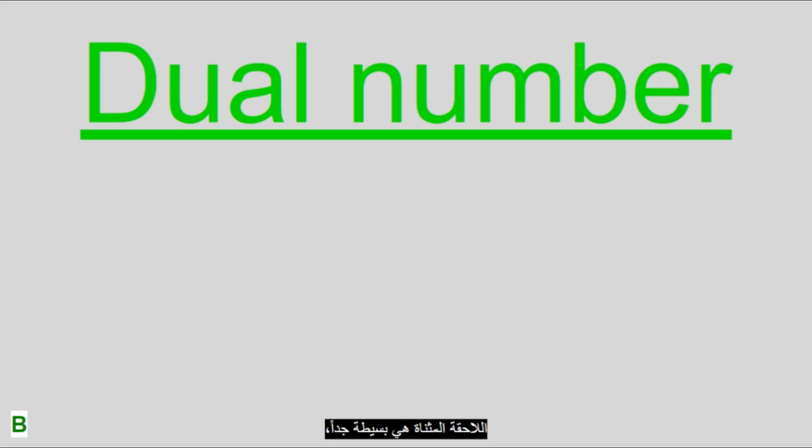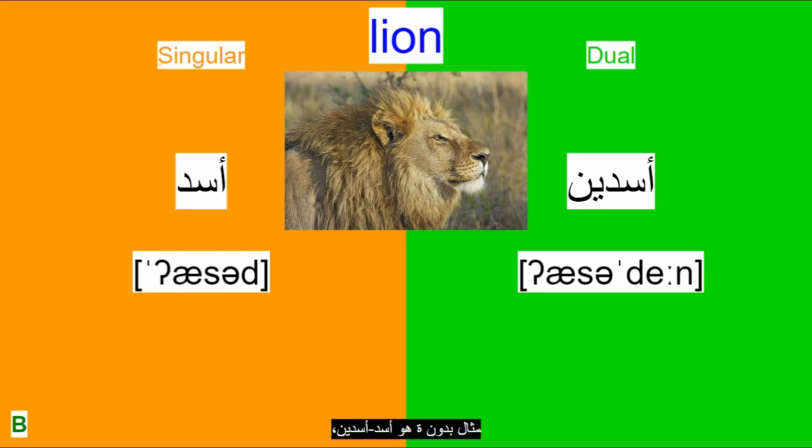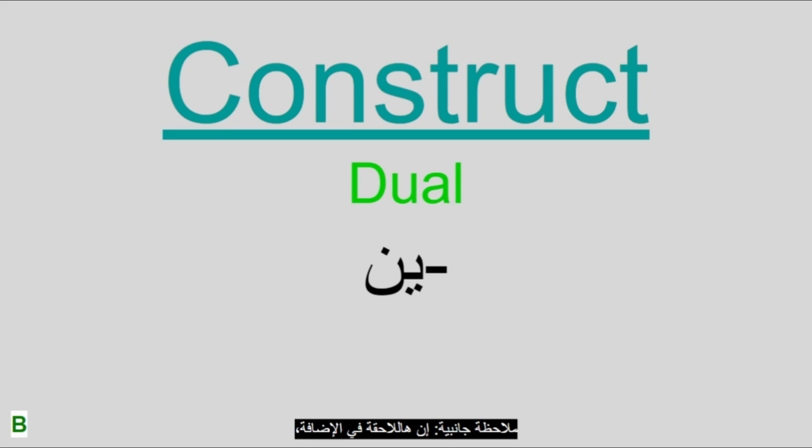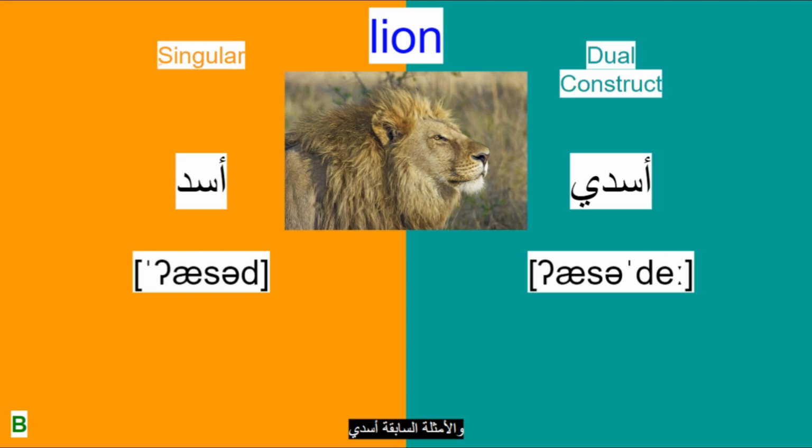The dual suffix is very simple, it's just an for all words, no exceptions. An example without ta marbuta is asad to asadain, and an example with it is batta to battatain. Side note, if that suffix goes into the construct state, the nun is dropped from the end, which would make the above examples asadeh and battate.